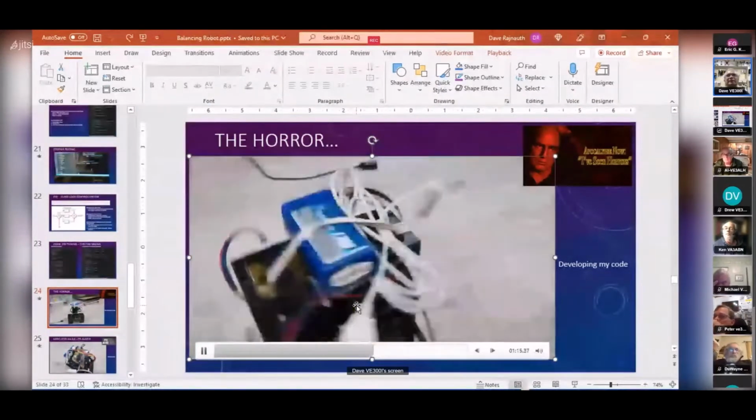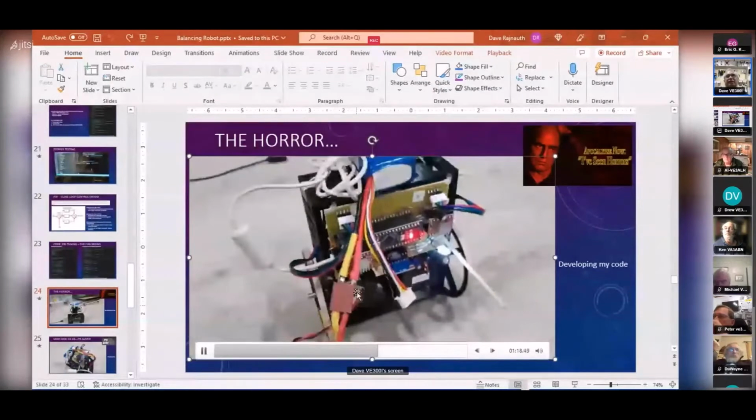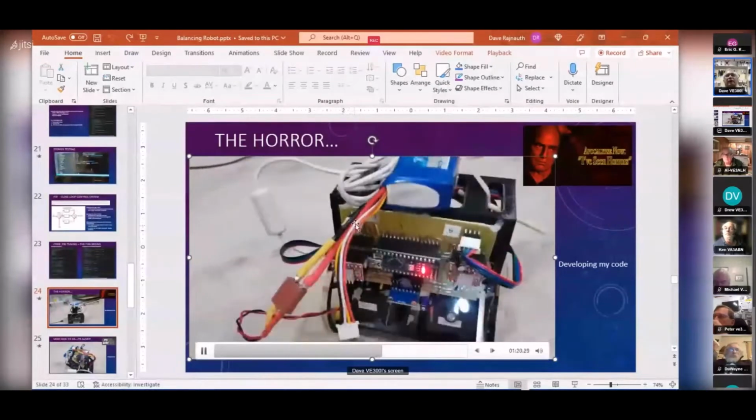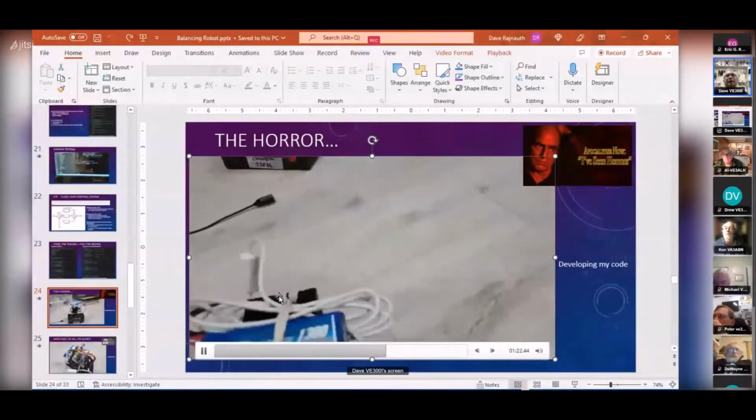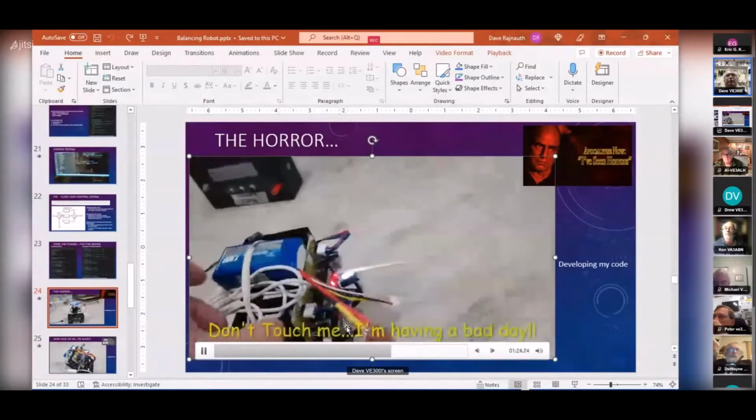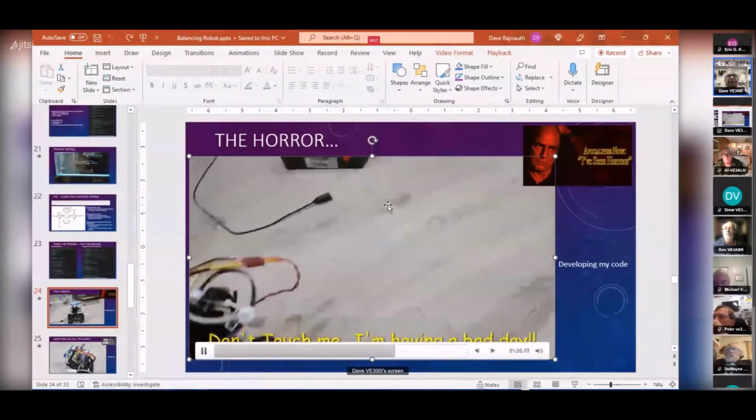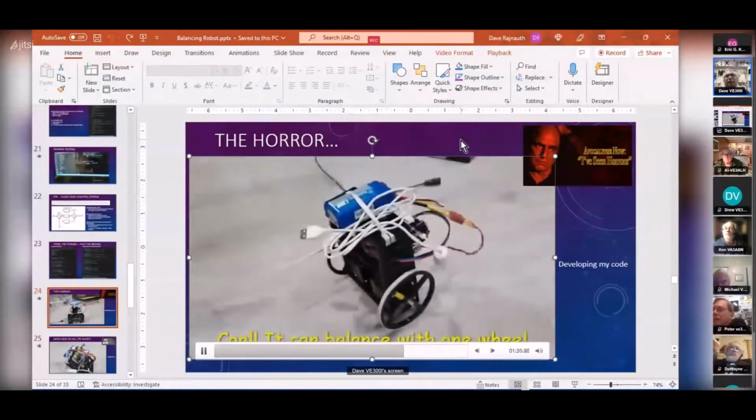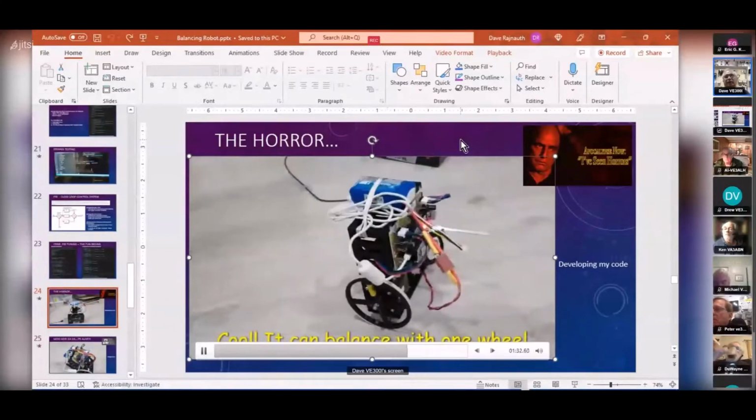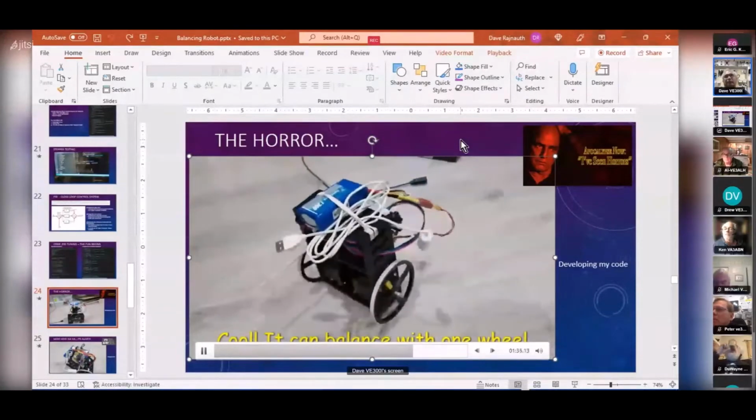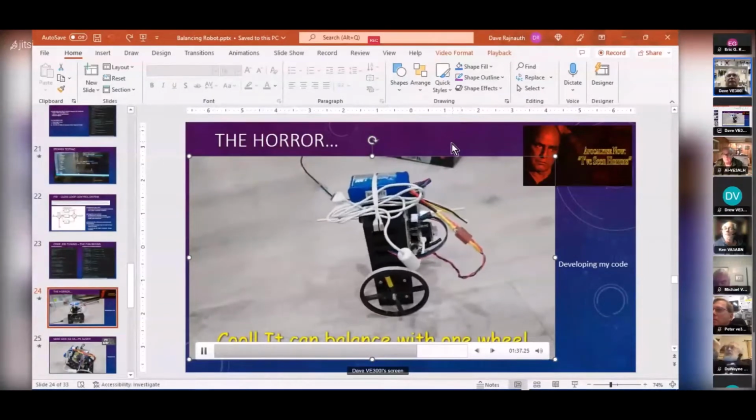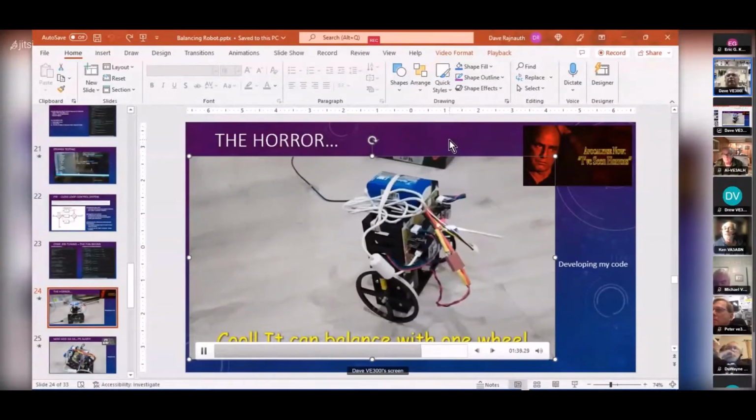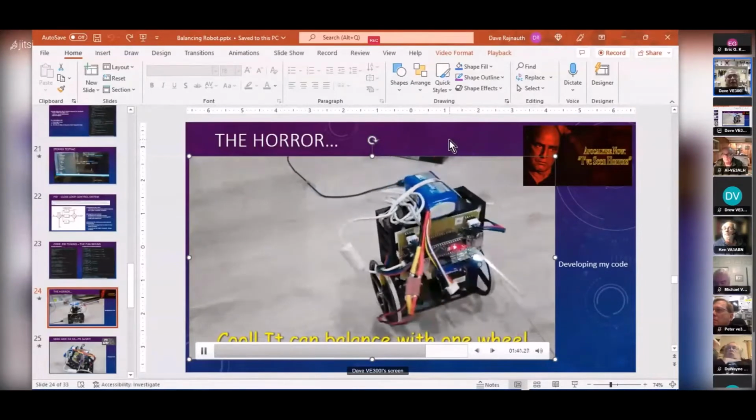In this specific case, what had happened, I didn't realize it, was one of the connectors got unplugged from the motor. So the cable connecting to the motor became unplugged. That's why one motor is not moving. But it turned out to be great because it was able to balance really well with one motor.